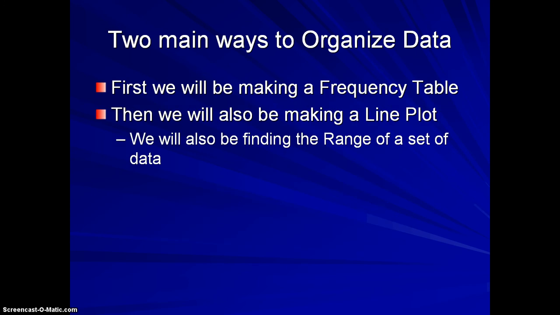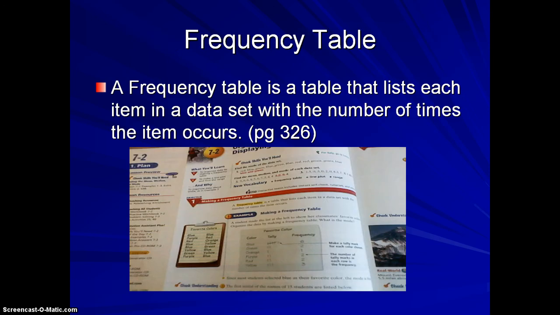Now, there are two main ways to organize data. First, we're going to be making a frequency table. That's the first way. The second, you're going to be making what's called a line plot. They actually have a lot in common, and they're both ways you can organize data. Finally, we will also be finding the range of a set of data.